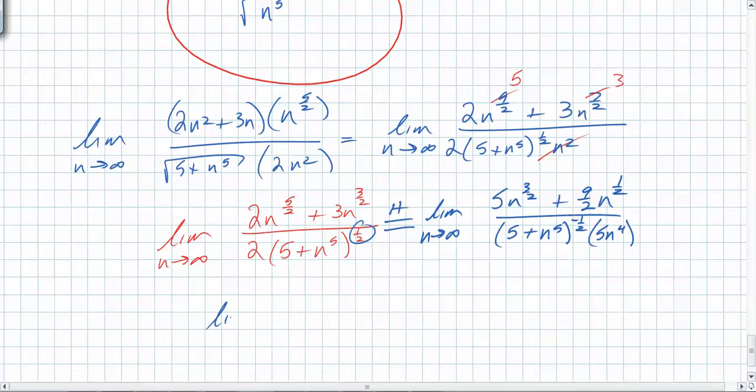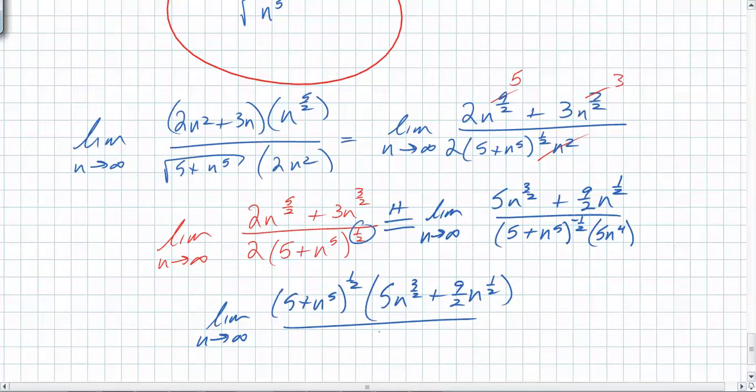Oh, we can move everything up. So now we have the limit as n goes to infinity. Let me write it up first. We end up with 5 plus n to the fifth to the 1/2, times 5n to the 3 halves plus 9 over 2n, all over 5n to the fourth. Let's just look at that for a second. Is there anything definitive that we can say about that? I kind of want to say the bottom is growing larger than the top. But the problem is you have the product of n to the 5 halves. You have to be careful because it's so close.